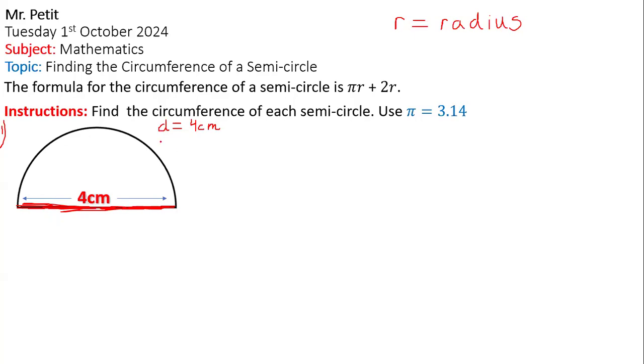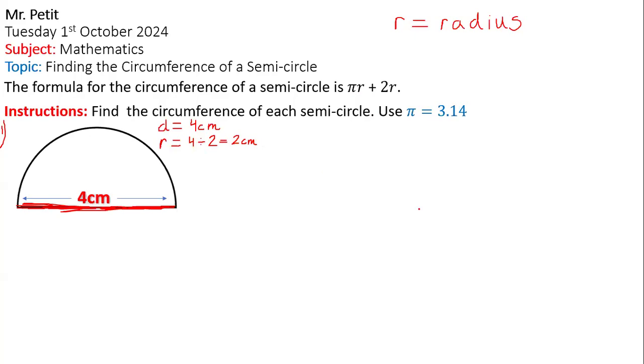What is the radius? The radius is gonna be what? 2 centimeters. The radius is half of the diameter, which is gonna be 4 divided by 2. And 4 divided by 2 is gonna be what? 2 centimeters, right? All right, so that means that the radius is 2 centimeters and the diameter is 4 centimeters.